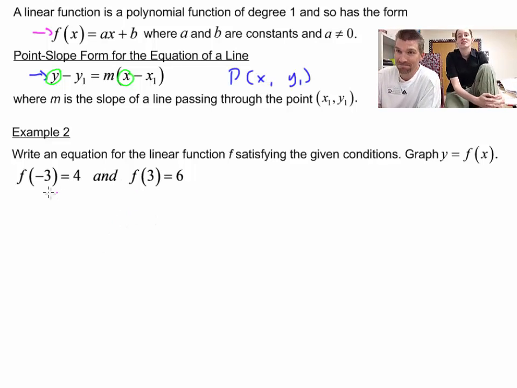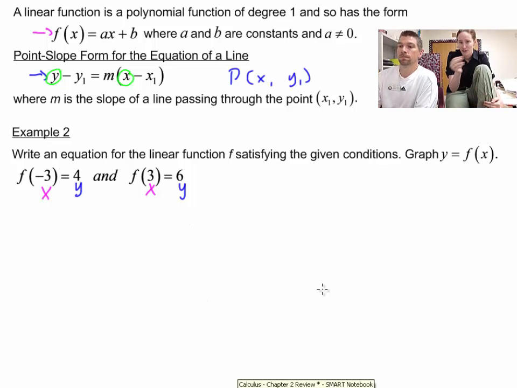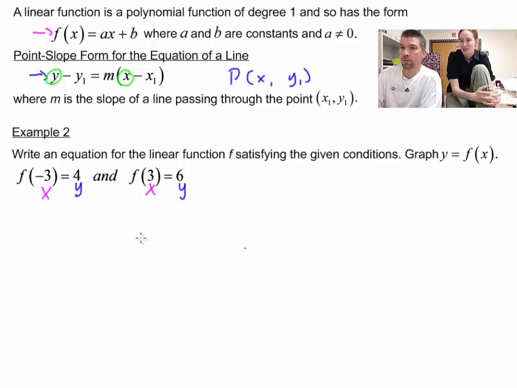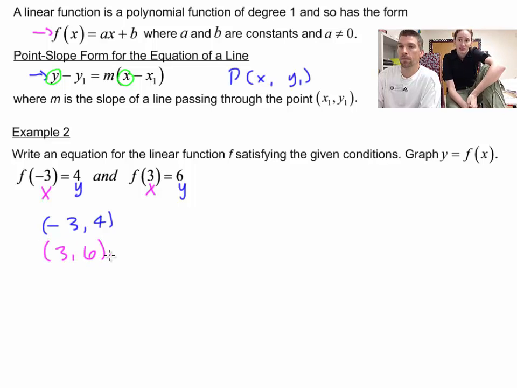Example 2. This is exactly like some of the problems in our assignment. Write an equation for the linear function f satisfying the given conditions. The way they wrote this is weird. They are telling us about 2 points because f of x means that what's in the parentheses is what x is. So we have a point for this first one. That would be -3, 4. -3, 4 is our first point that we get from f of -3 equals 4. And then our second point would be 3, 6, because we have f of 3 equals 6.